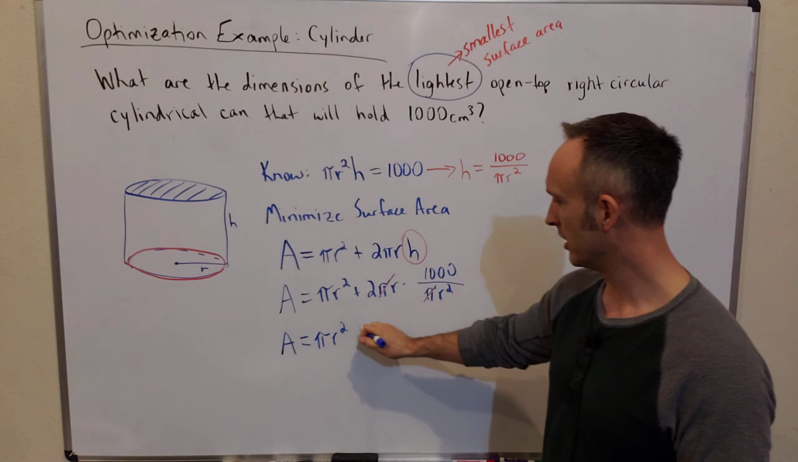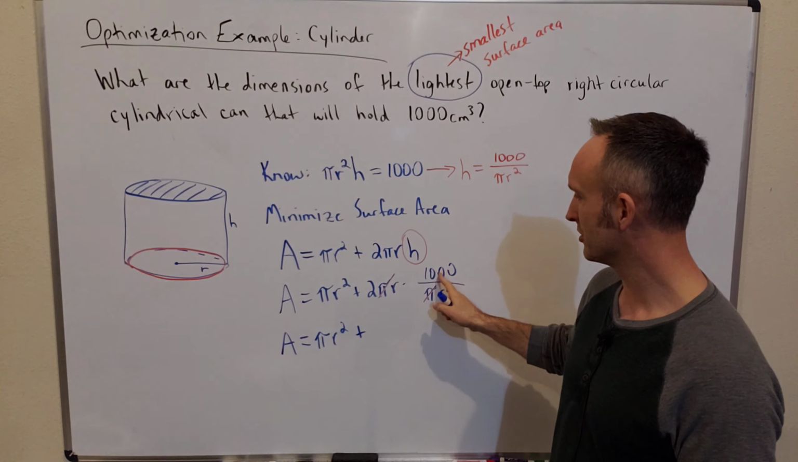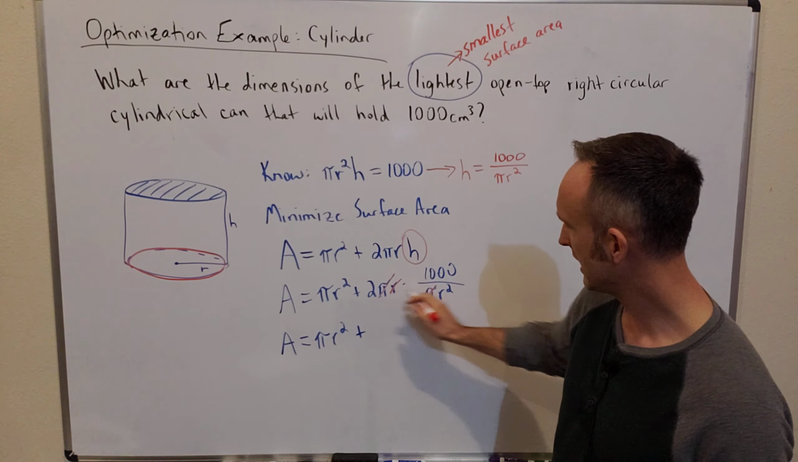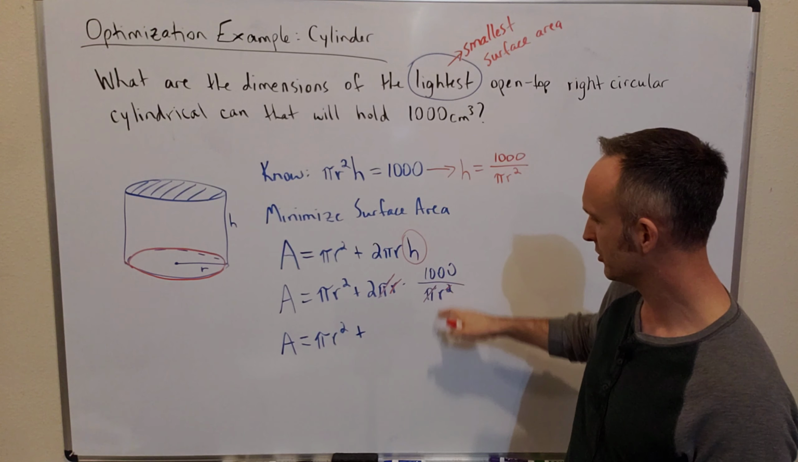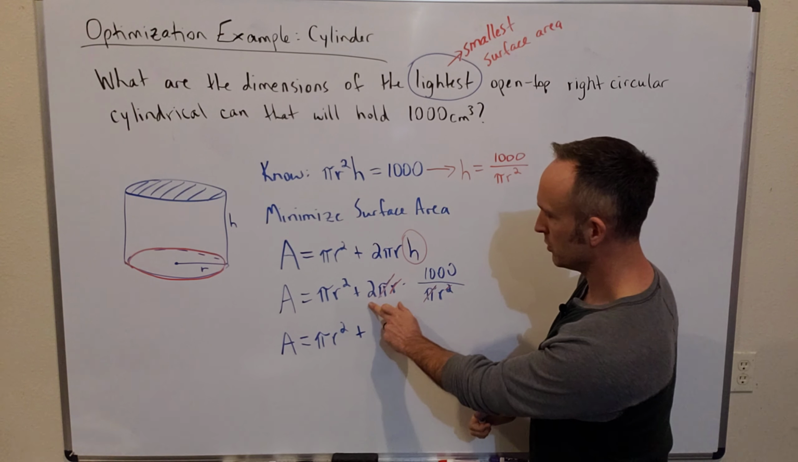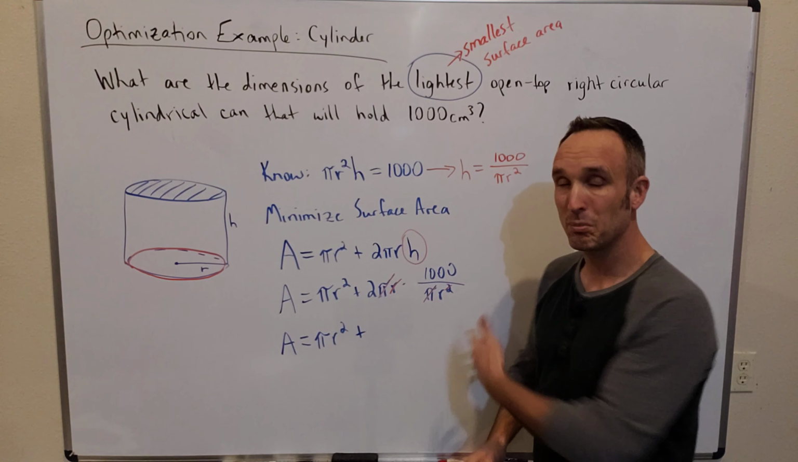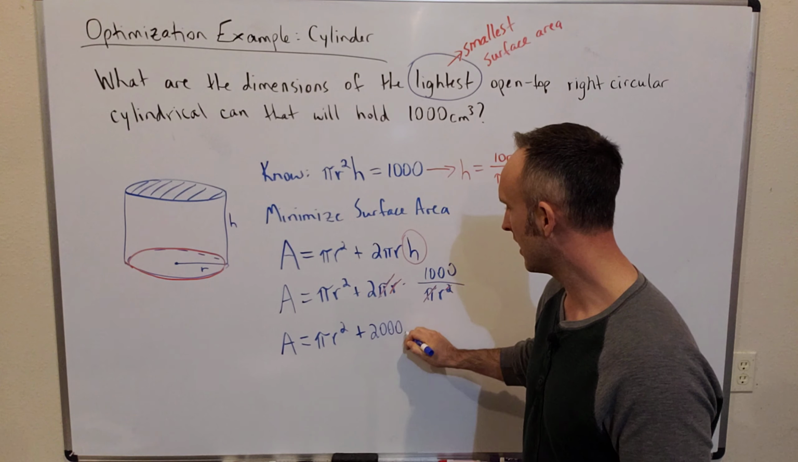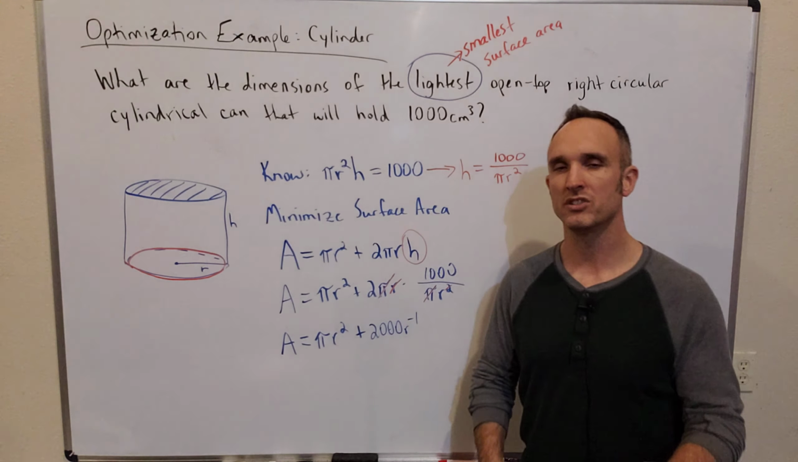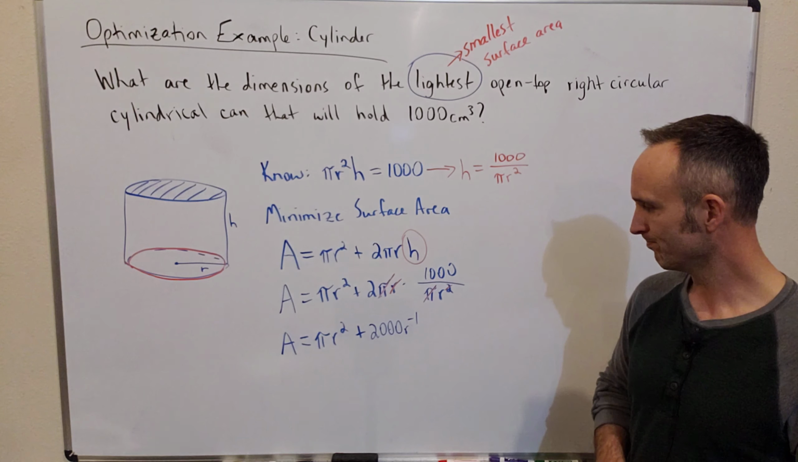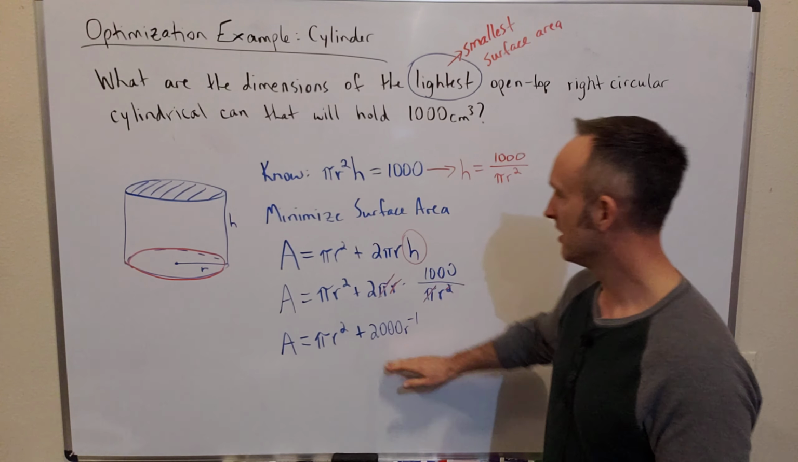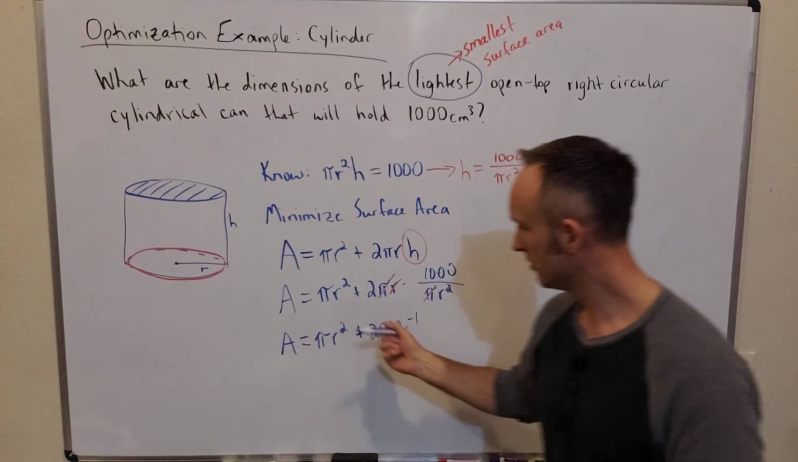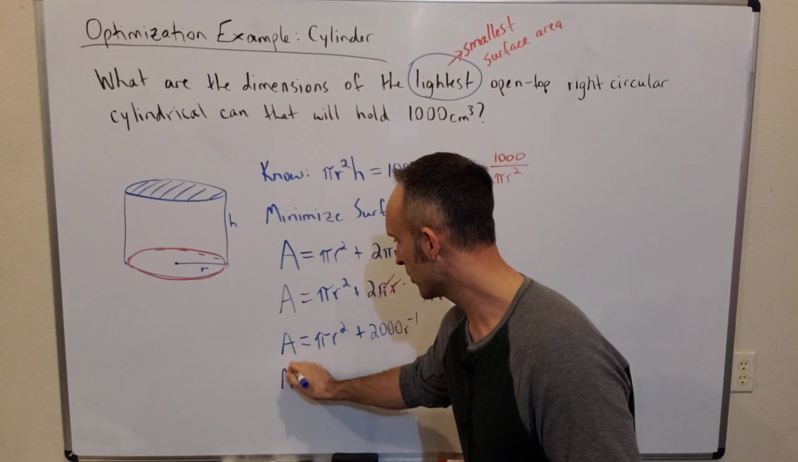So I've got my pi r squared plus, and then I have 2,000. I failed to mention this. This r cancels with one of those r's. So I've just got 1,000 over r here. All right, so 2 times 1,000 is 2,000 divided by r. That's the same thing as 2,000 times r to the negative first, which is going to be simpler to differentiate. So now I need to look at the derivative of this function. And that should be simple enough.